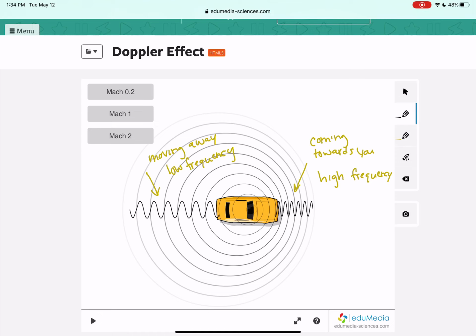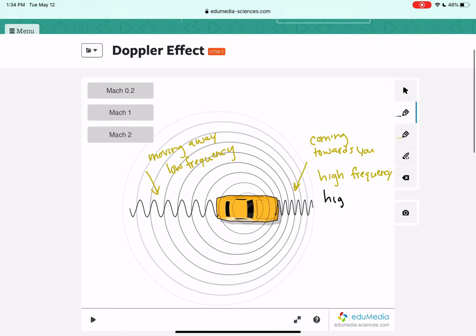And if you remember, high frequency is a high pitch, that ee. Low frequency is a low pitch, that oo. So as something is coming towards you, first you get that high frequency of all those waves bunched up, that ee, and then as it goes past you, you get the low frequency of the waves spread out, oo. So that's why we hear that ee-oo. You have a high frequency at the beginning and then a low frequency behind it.